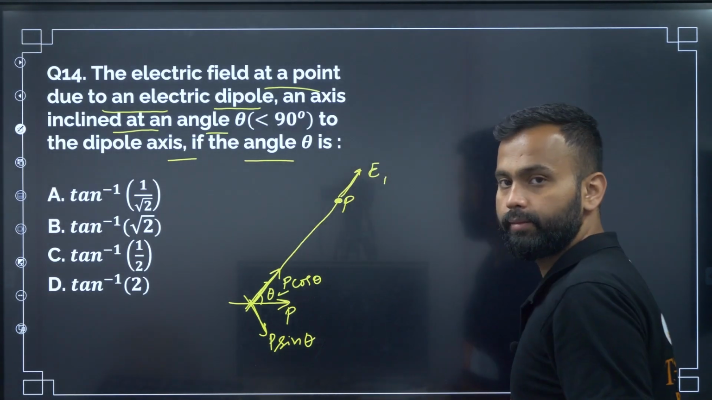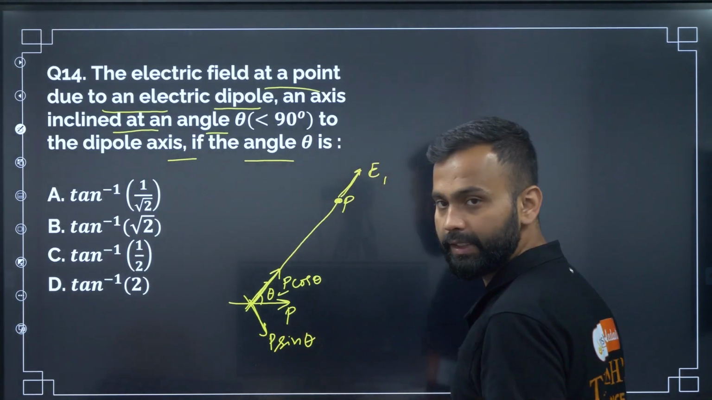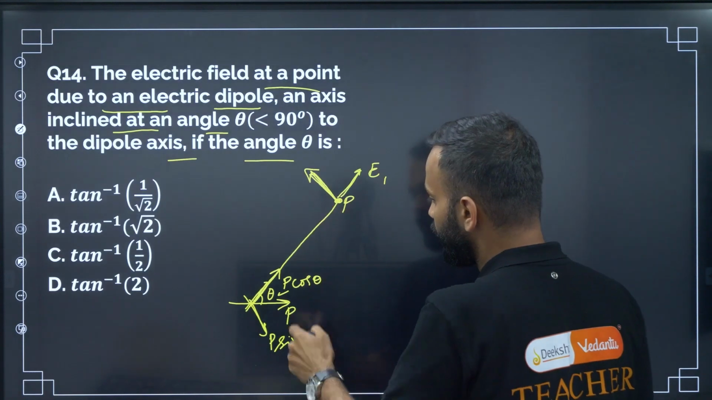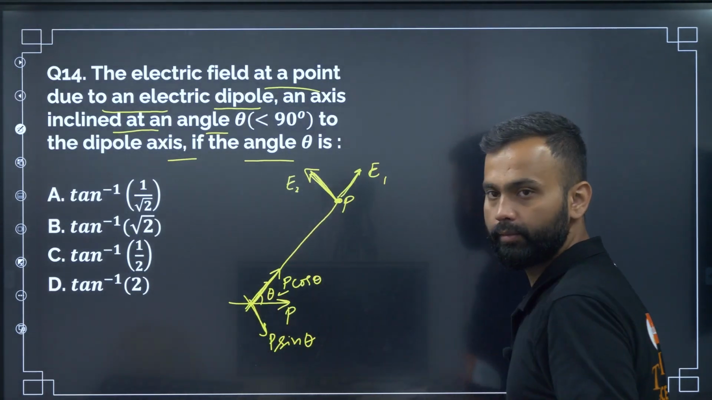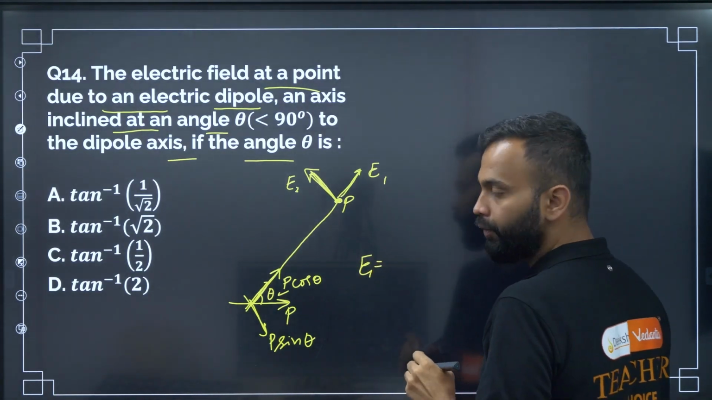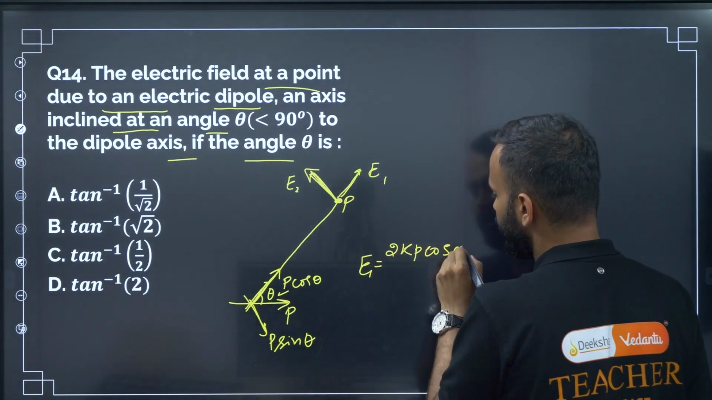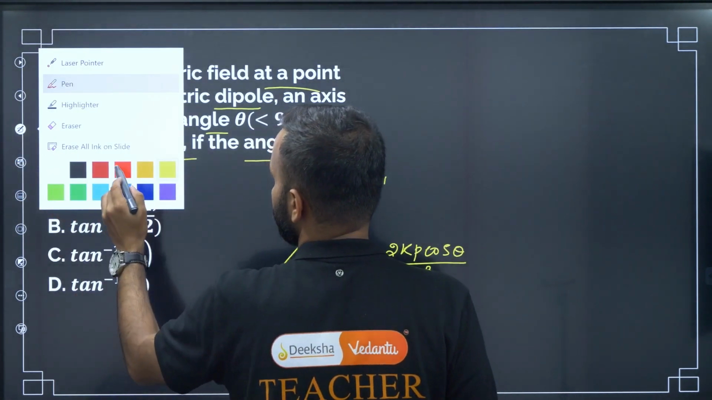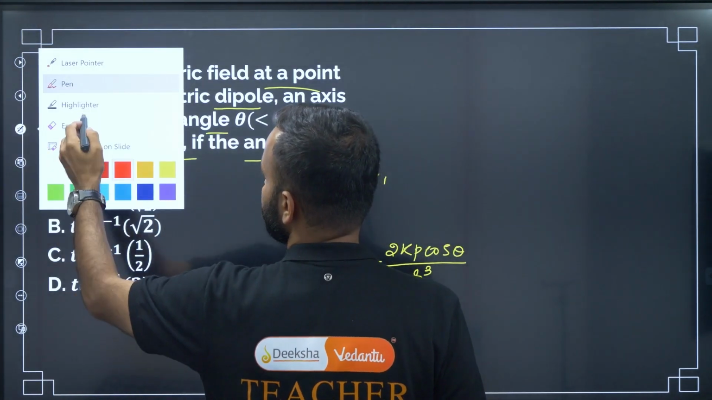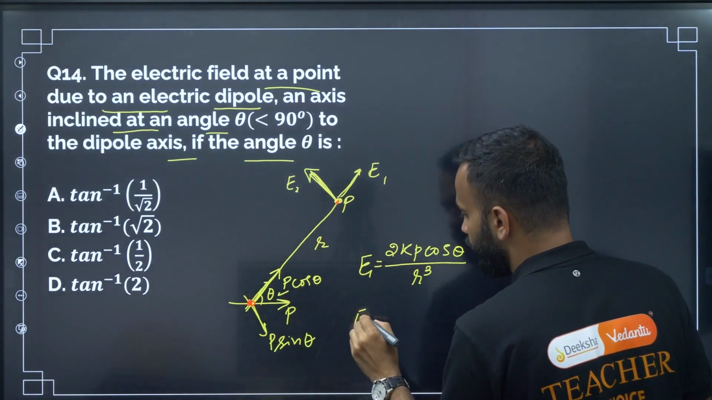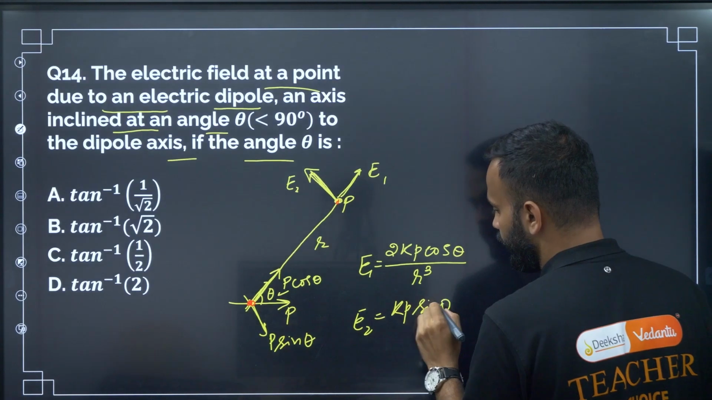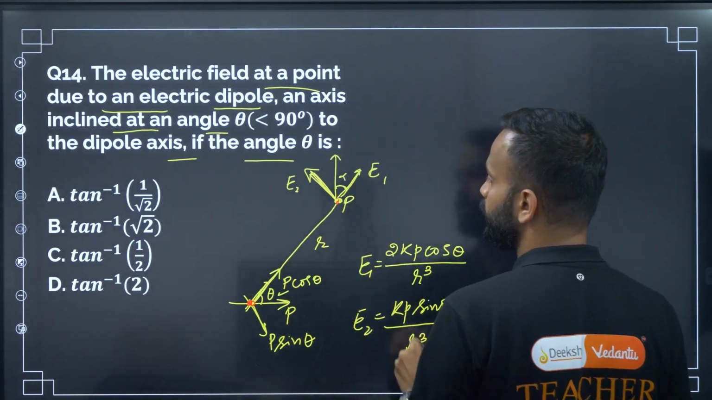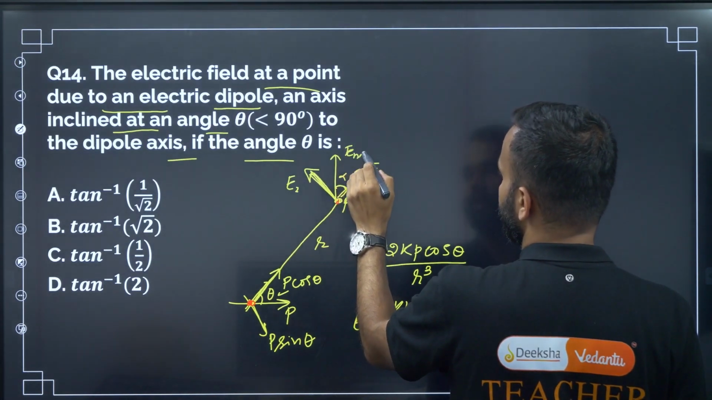Let's say this is E1. And what is the direction of the electric field due to P sin theta? It is in this way, perpendicular to E1. Why? Because this point P is lying on the equatorial line of the P sin theta component. So this is E2. Now E1 is equal to 2kp cos theta divided by r cube, where r is the distance between the center of the dipole and point P, and E2 is equal to kp sin theta divided by r cube. So this is the net electric field, making an angle alpha with E1.